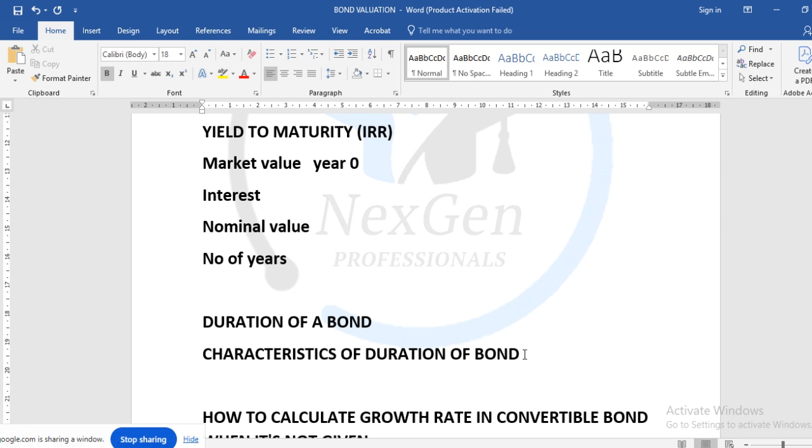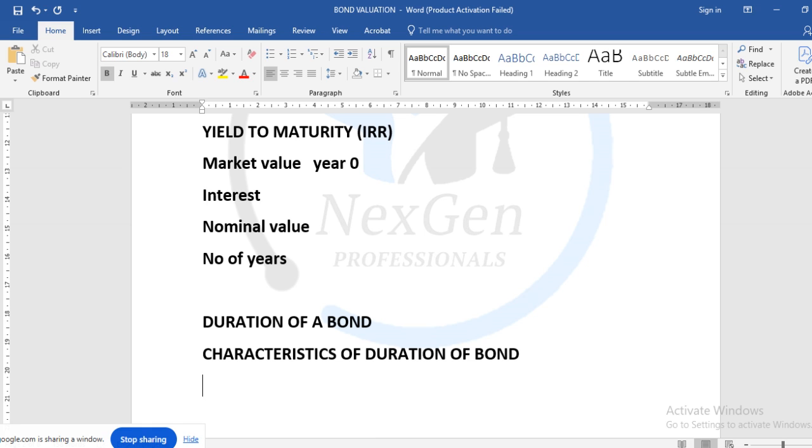Characteristics, how to determine the duration of a bond. We'll get there. Immediately after the characteristics of a bond, we'll look at how to determine the duration of a bond.